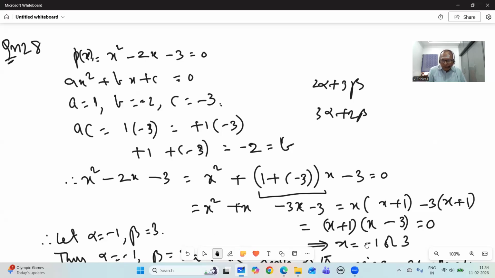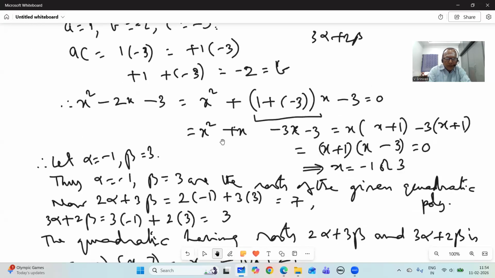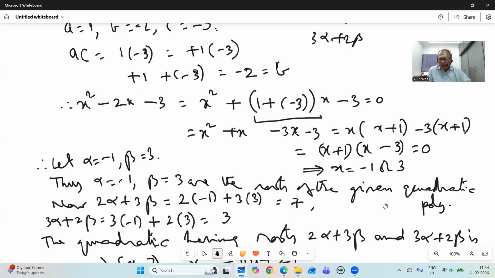Okay, you name one of these to be alpha and the other to be beta. So alpha is minus 1, beta is 3. You can as well name alpha to be this or beta to be this. There's nothing wrong. Okay, so these are the roots of the given quadratic polynomial p of x.